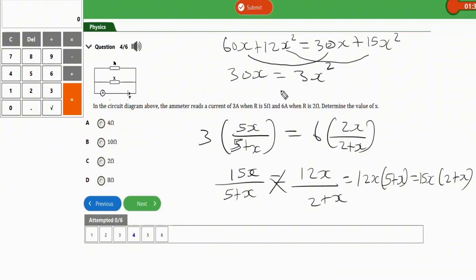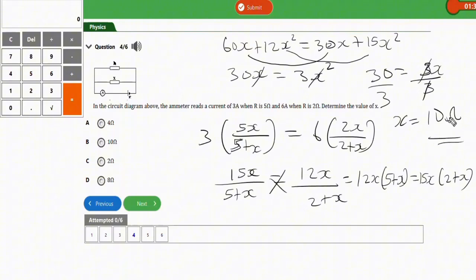Okay, so at this juncture, you are going to want to make x the subject of the formula. So this x itself cancels this x here, we are left with 1x. So we now have 30 equals 3x. So you can now divide both sides by 3. So our x will now be 30 divided by 3, which will now be what? 10. That will be the answer to this question. Okay, so the correct option is option B. It's as simple as this.